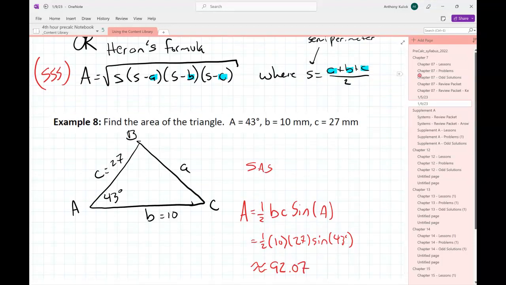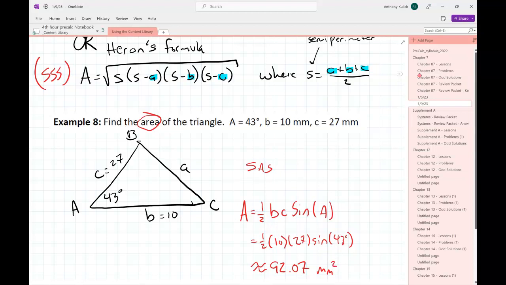Now here's something Mr. Kulik's going to be picky about. Notice in this problem the lengths of the triangle are given units. What should the unit be on this 92.07? It's not degrees, because what are we finding? We're looking for an area, so it should be millimeters squared.